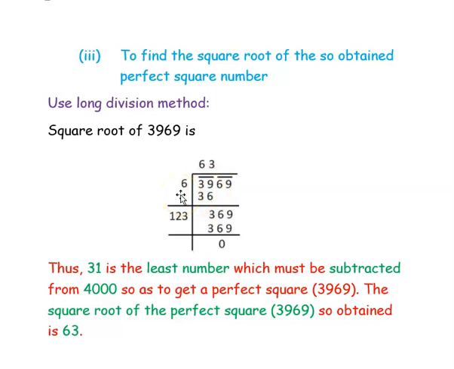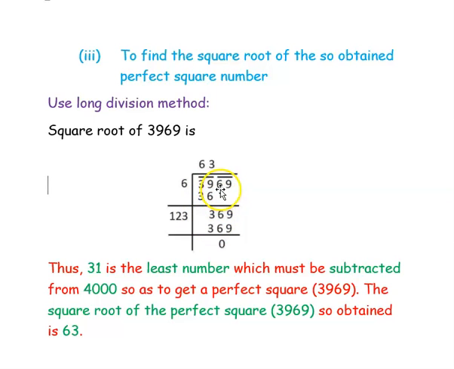Then we have to find a number whose square is less than or equal to this number, that is 39. So we know that 6 into 6, 6 square is 36, which is less than 39. So one 6 is the divisor, the other 6 is the quotient. Now I am subtracting. 39 minus 36 is 3, that is the remainder.